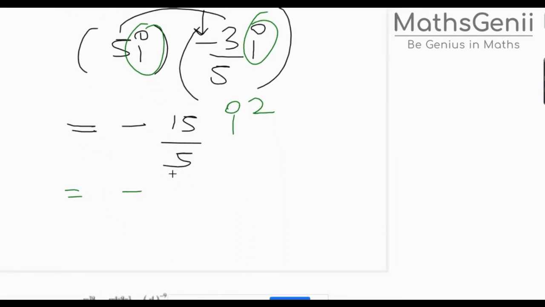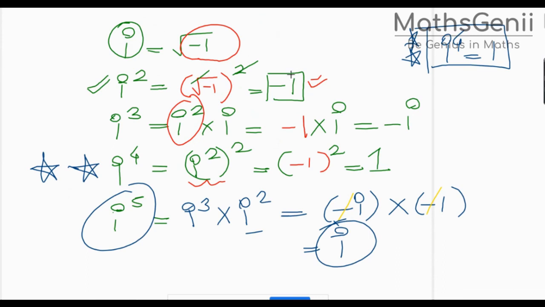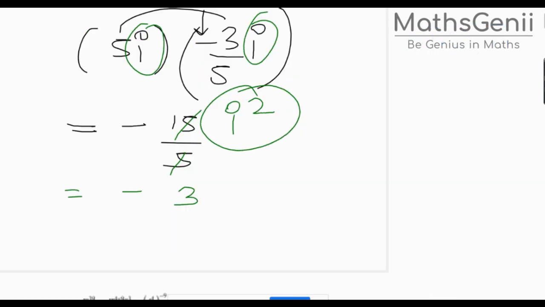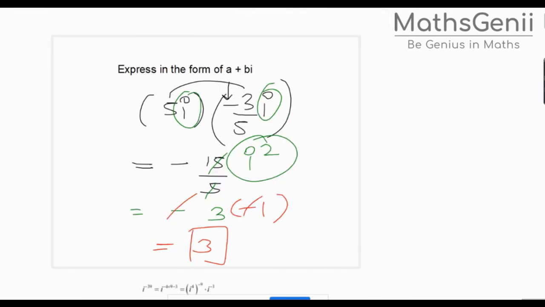Minus sign as it is. 5 ones are 5, 5 threes are 15. What is the value of i square? Look at the table. Minus 1. So this minus and this minus get cancelled. Your answer is positive 3. So within seconds, you were able to multiply these two answers.